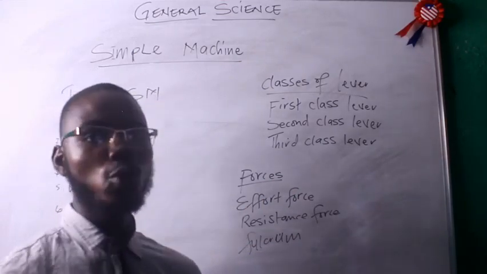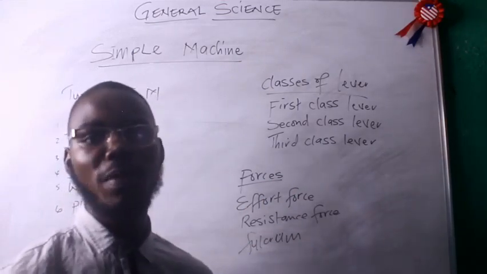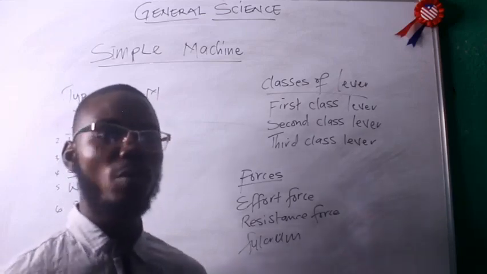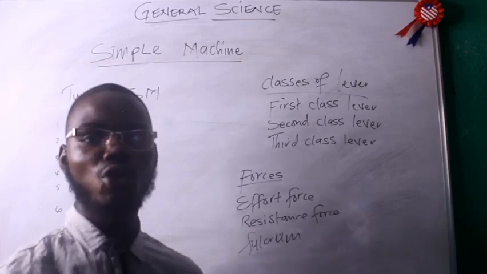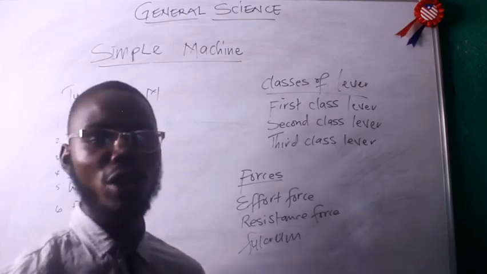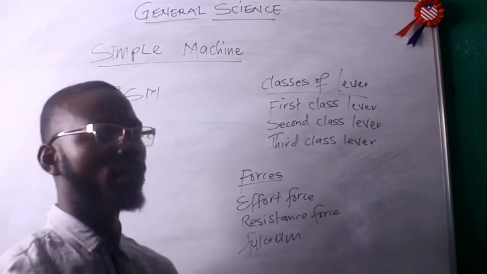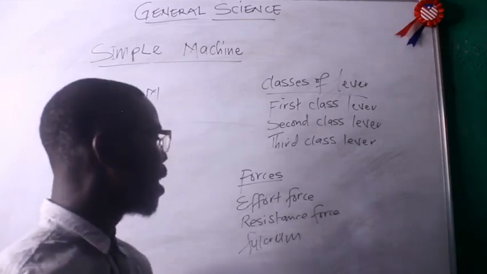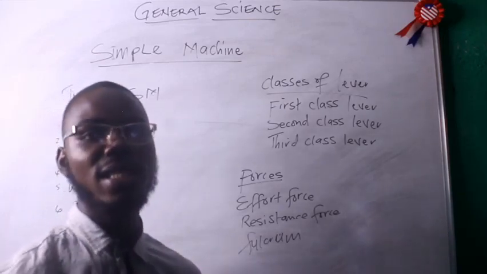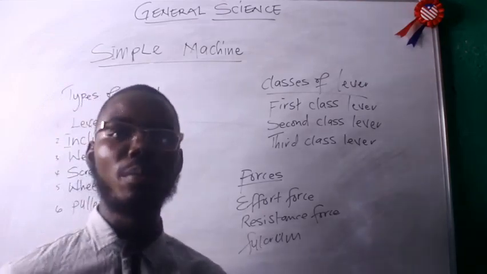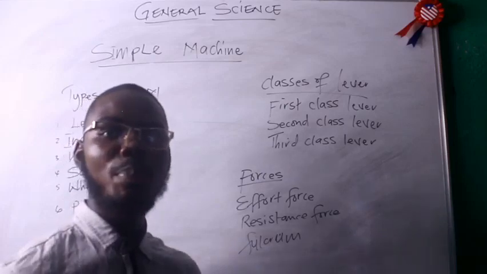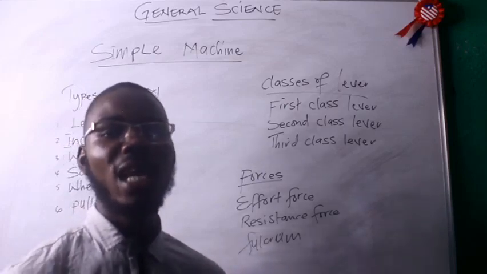So the force we want to apply to take an object from one place to another is referred to as effort force. And the force you normally use to either draw water, take food into your mouth, or take an object from one location to the next is known as effort force. Now, resisting force is the force of an object to be removed. And of course, the fulcrum is the point at which the lever turns.